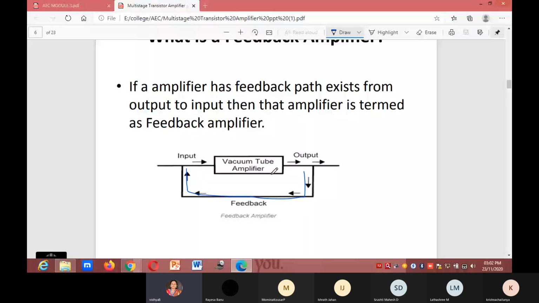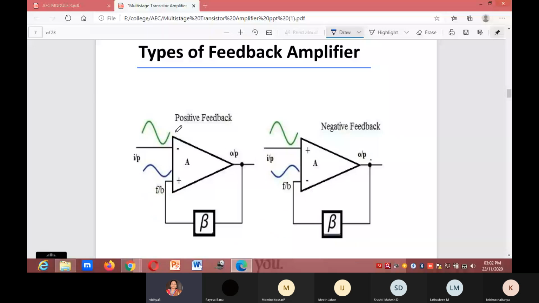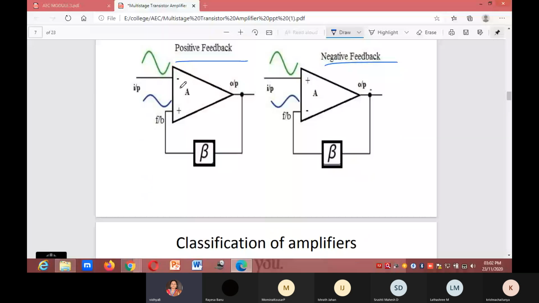Next, types of feedback amplifier: positive feedback and negative feedback. For positive feedback, you can observe here a positive symbol is there. So positive feedback. Here a negative symbol, so negative feedback. From output to input, here it is connected to the negative terminal, here to the positive terminal.